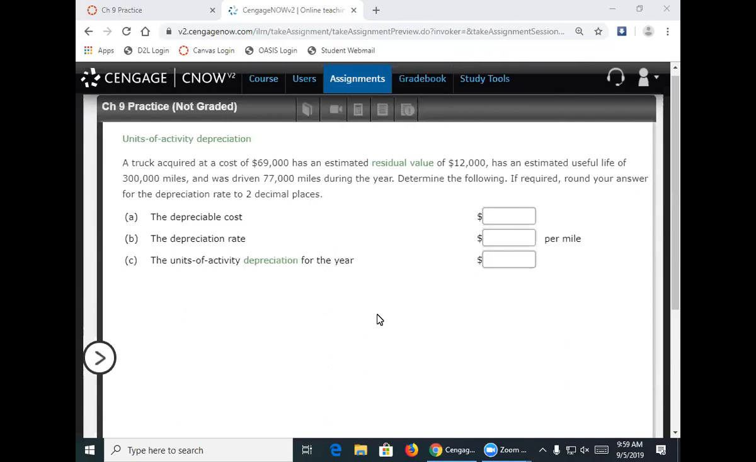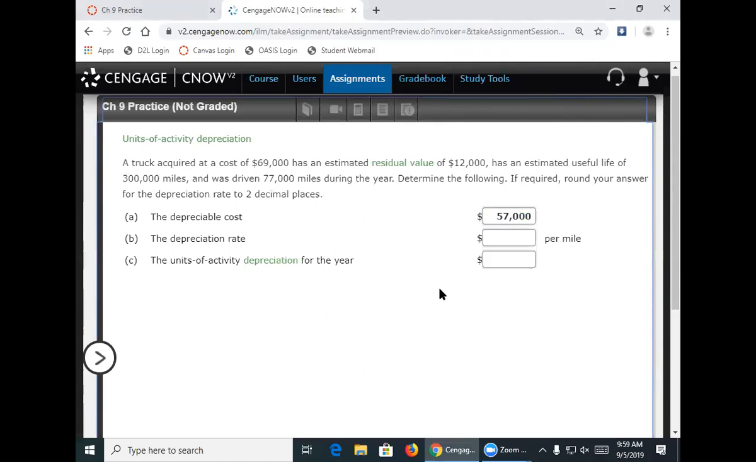So my depreciable cost should be 57,000. So we need to depreciate this truck 57,000 over its entire useful life. That's how much it's going to depreciate.